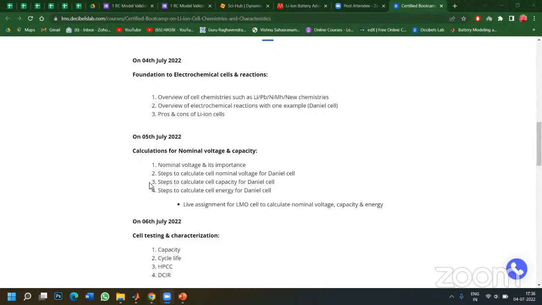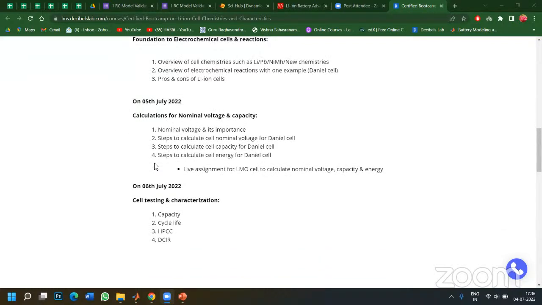We'll work on certain areas such as voltage calculations for nominal voltage and capacity. Again, that will be a hands-on activity where you have to have pen and paper. You could also do the calculation along with Abhinav, so that you will be able to get through the content very well. On the last day, there will be detailed discussions on testing and characterization.